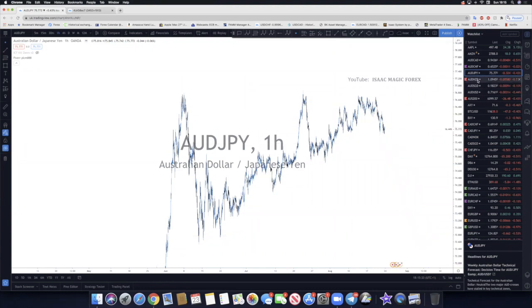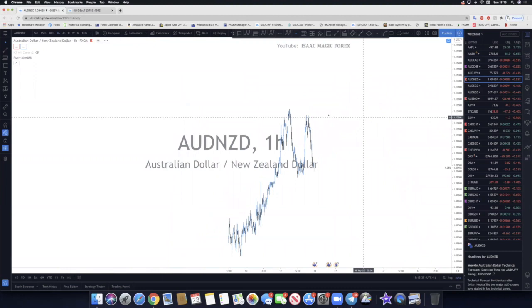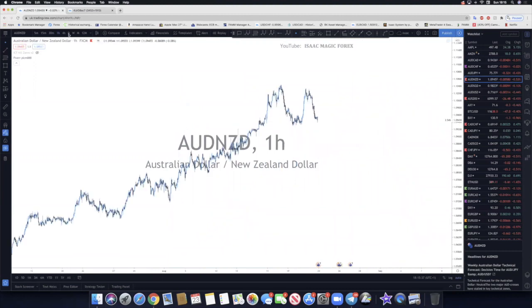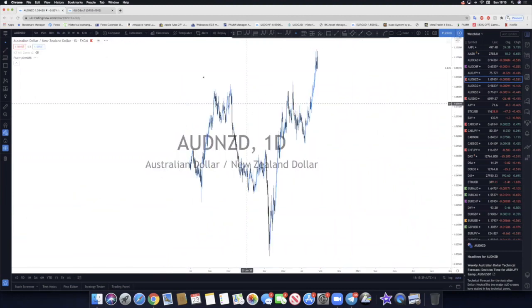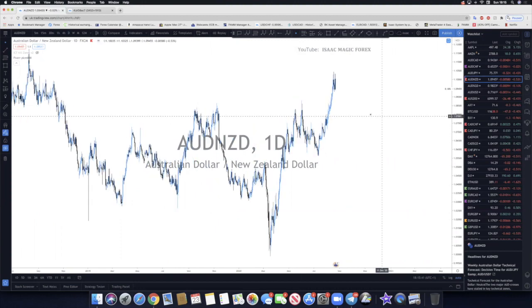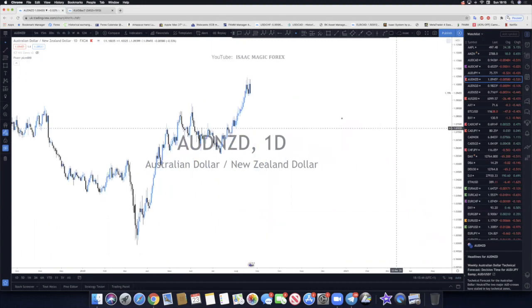The Aussie New Zealand, we were looking for. I bought this for a long time. Personally, I bought this for a long time. Now it's just time for the downside. So now you can see from here again.